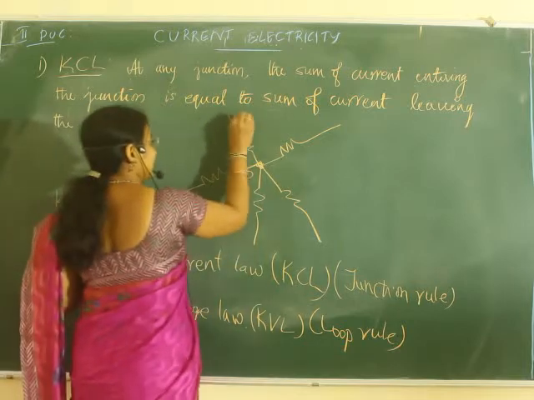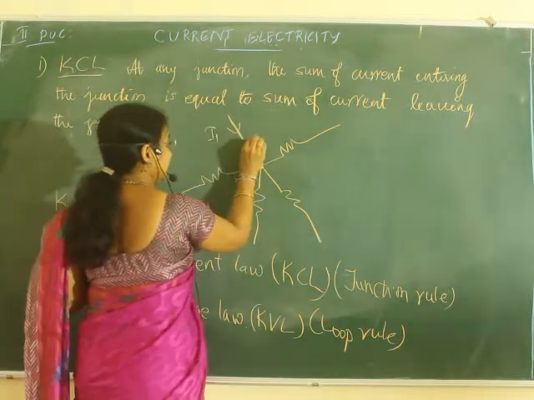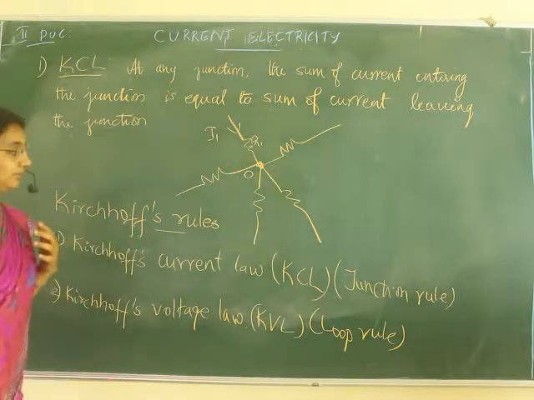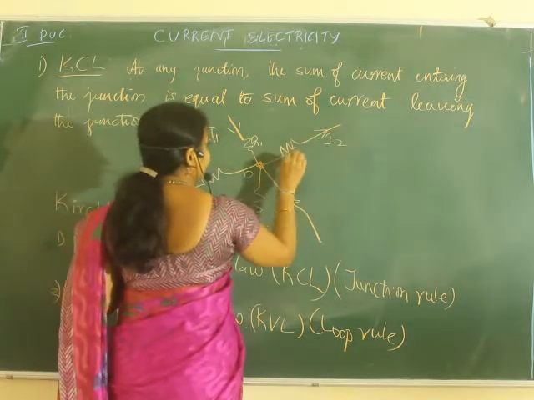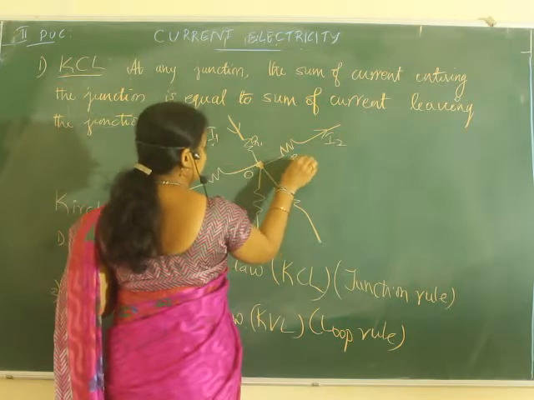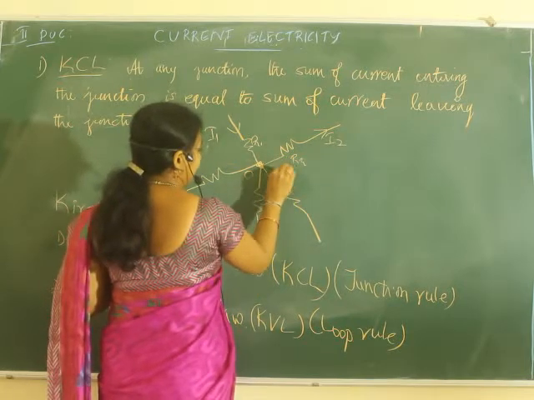Suppose, let us consider I1 is the current. Let this be R1. Okay? Let this I2 go out. I3.